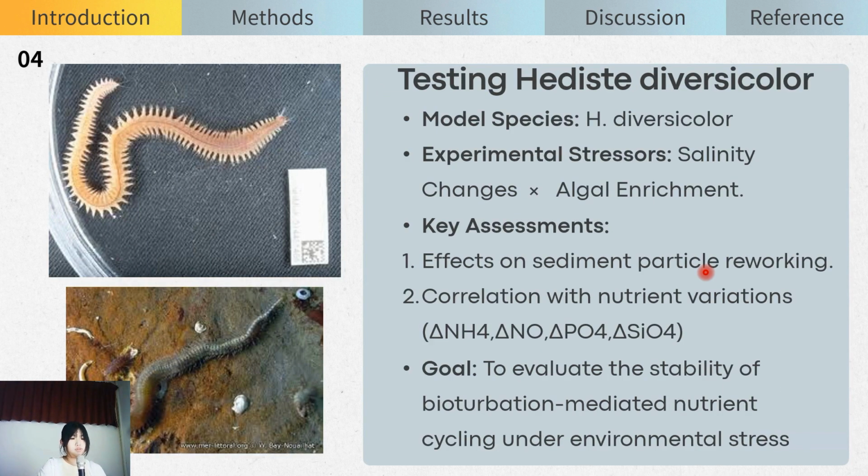The model species in our experiment is Hediste diversicolor, and we will call it a worm. The experimental stresses are salinity changes times algal enrichment, and our target is to evaluate the activity of bioturbation-mediated nutrient cycling under environmental stress.